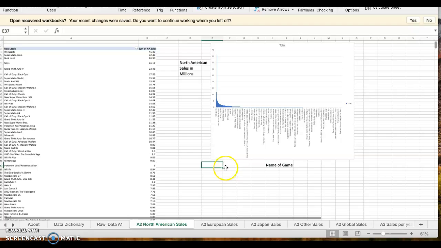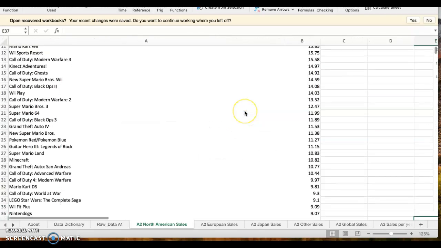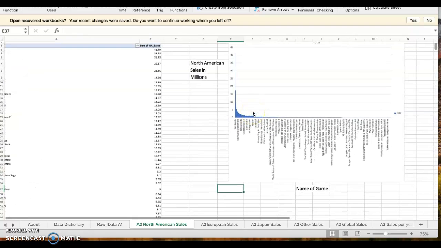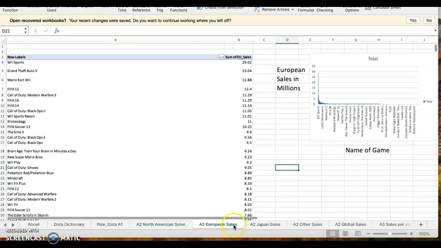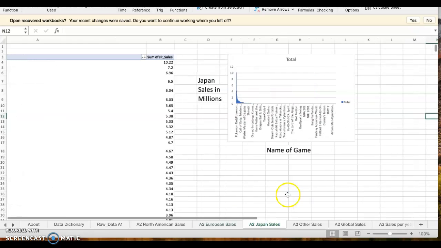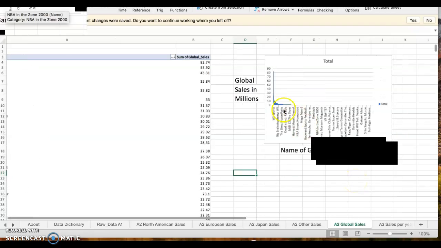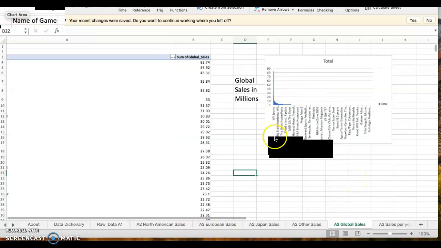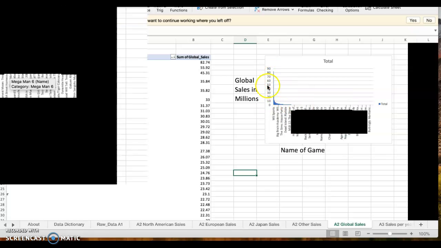For assignment 2, I did each game that you can kind of see the names of, and you can zoom in and really get them. But I was really interested to see which game had the most sales, and it was actually Wii Sports, and that was over $40 million. And then the same thing I did for Europe, Japan, the other category, and then globally. As you can see, from the North American sales to global, it was still Wii Sports, and they did over 80 million through the whole world.